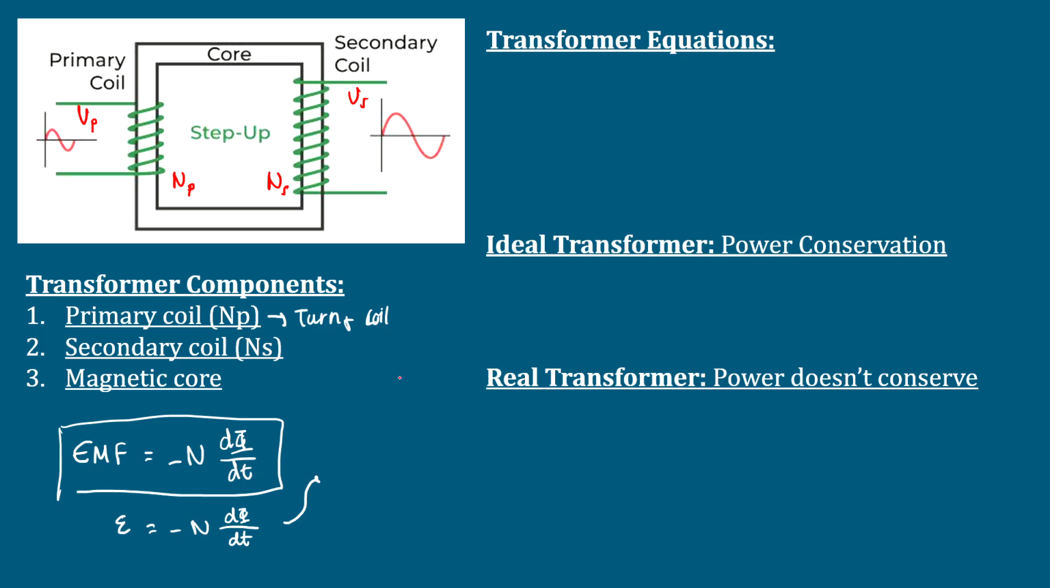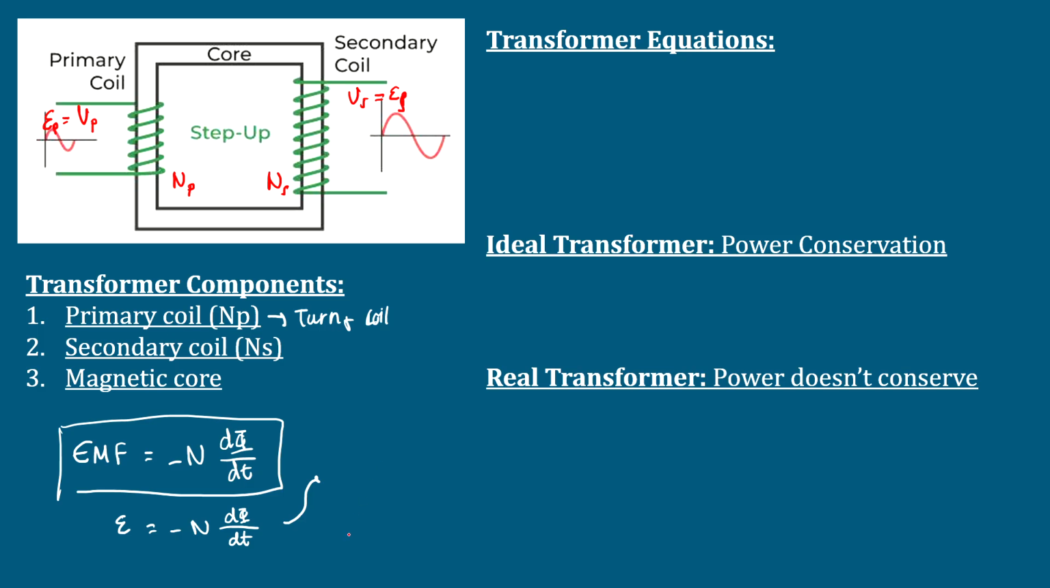Let's say epsilon P is equal to VP, since epsilon represents a voltage, so VP is also equal to epsilon P. It goes the same for VS: VS is equal to epsilon S.